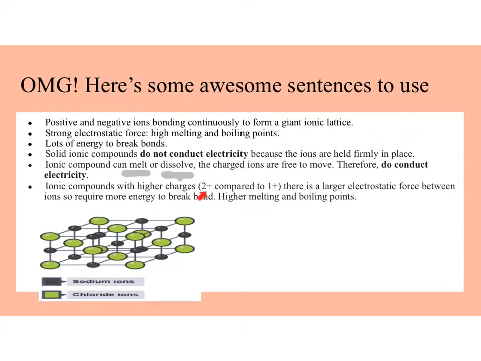Ionic compounds with higher charges, 2+ compared to 1+, there's a larger force between them, and it might be worth drawing it. So you've got 2+ to a minus, and just imagine there's a larger force between them. I'll just draw it bigger and have a plus to a minus. So just compare it like that. There's a bigger force, so it's going to require more energy to break that force than it is that force. That leads to higher melting and boiling points. So the larger the charges, the higher the melting and boiling points.